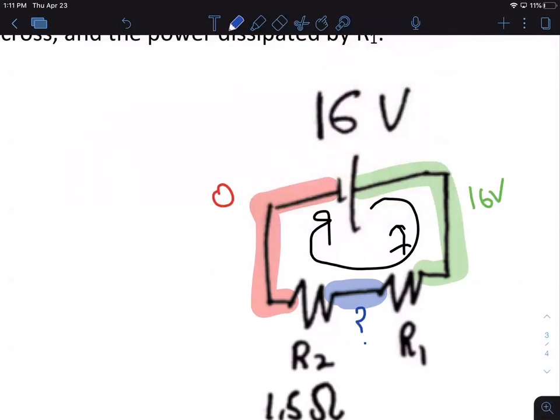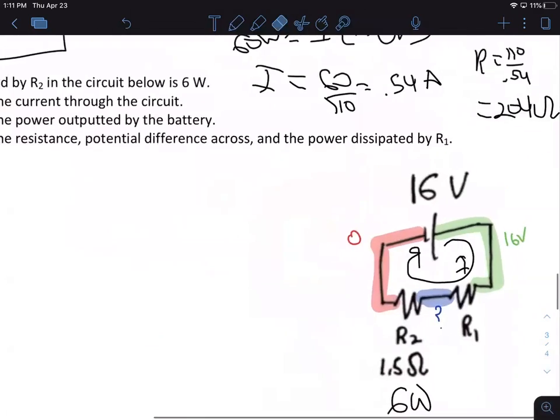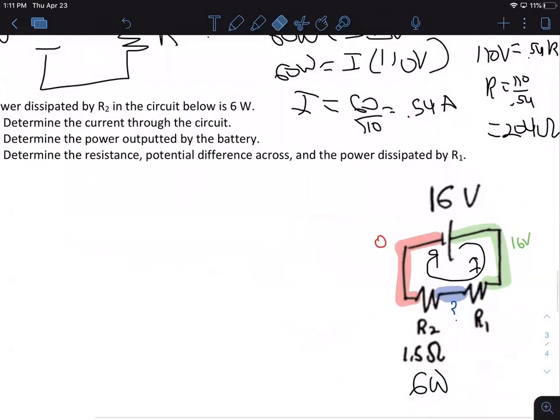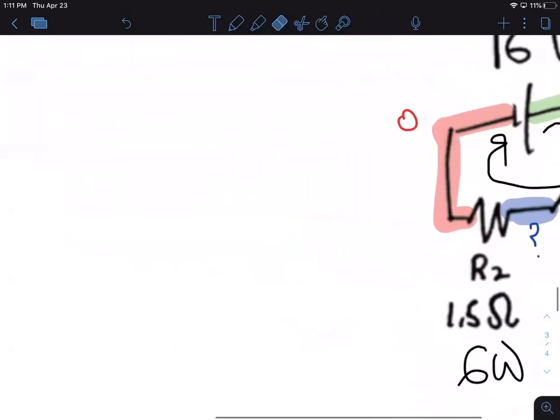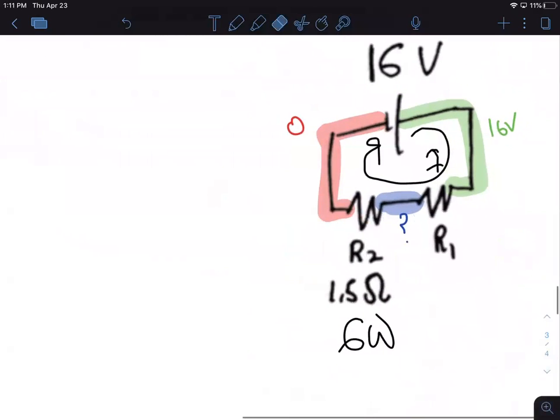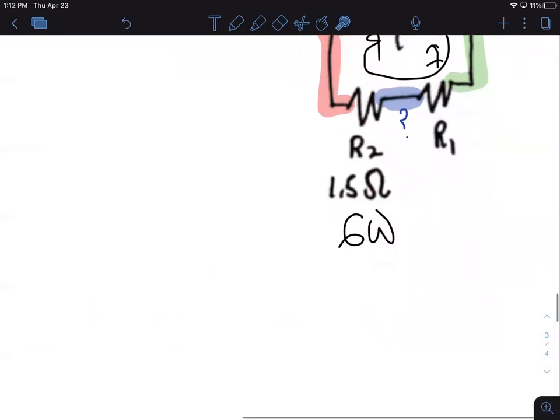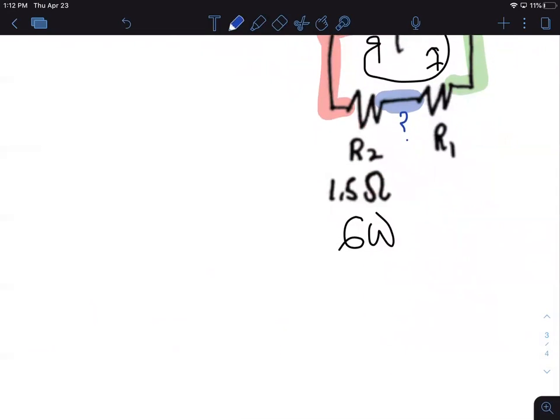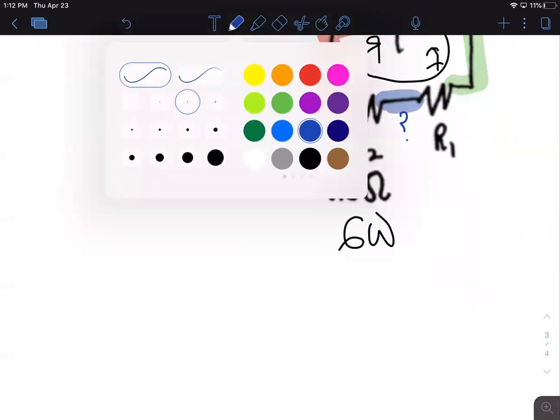I don't know what it is right now. All right, and we want to know the current. Well, looks like I know two things about this resistor, and we'll find as we go along that as long as I know two things about something in a circuit, I can find the rest of the things about it. So I know the resistance, I know the power. I should be able to find the current.